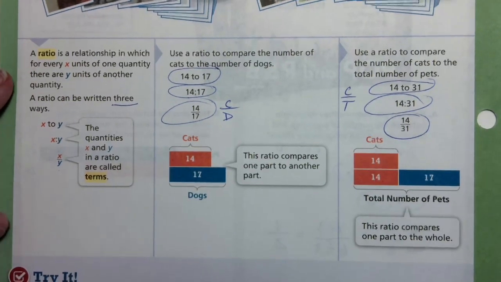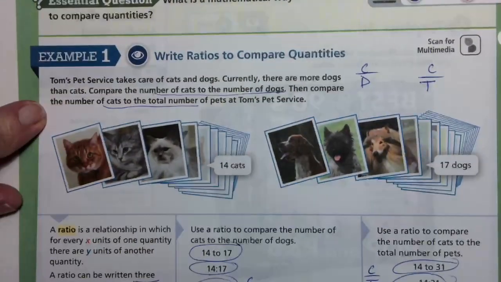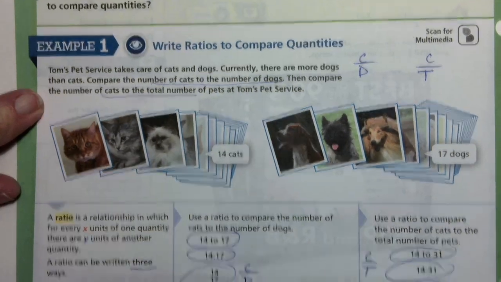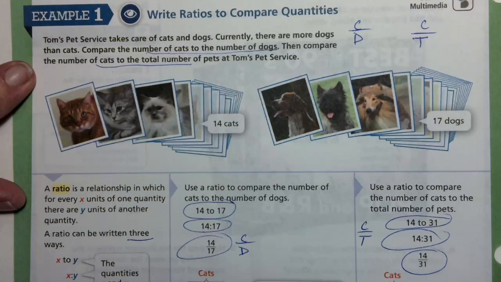Now, what's really important about this is you have to read. When you're reading a problem like this right here, you have to read what did they want. They wanted cats to dogs. That's what we did in this right here. And then they wanted cats to total, and that's what we did over here.